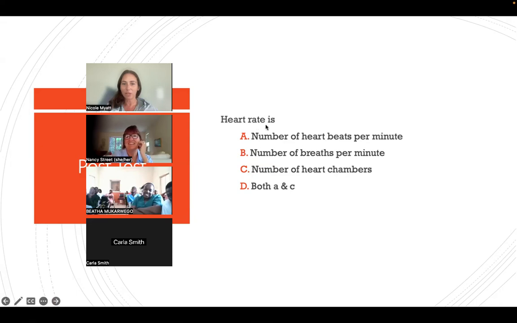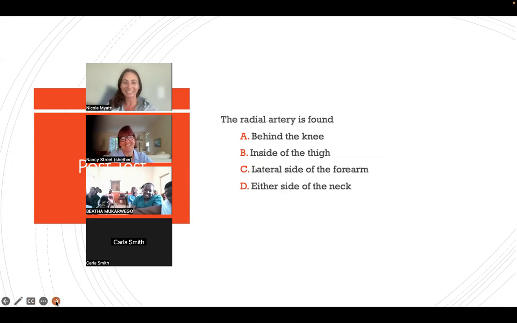Okay, heart rate. What is heart rate a measure of? Is it a number of breaths? A, very good. Yep, that one was pretty easy. Where can we find the radial artery? Yeah, lateral side of the forearm. Very good. Excellent. You guys are stars.